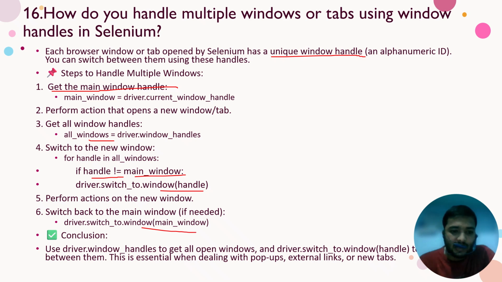In conclusion, use driver.window_handles to get the open windows and driver.switch_to.window with the handle to switch between them. This is essential when dealing with pop-ups, external links and new tabs.